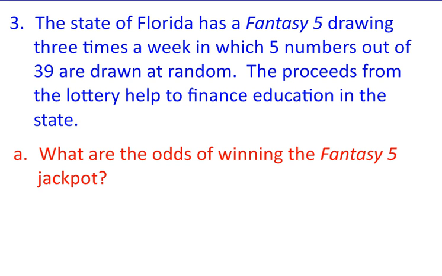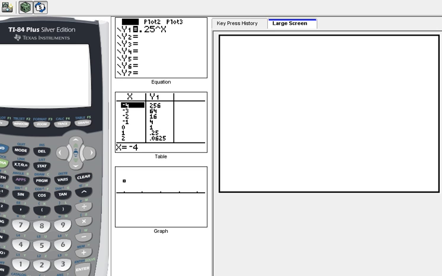It doesn't say anything about the order of the numbers mattering, does it? 3 times a week in which 5 numbers out of 39 are drawn at random. So it sounds like the order doesn't matter here for the numbers, so I'm going to call this a combination problem. So I'm going to do a C, and since there's 39 numbers to pick from and I have to pick 5, I need to find out how many options I have here before I can do the odds. So I'm going to go onto my calculator and do 39C5.